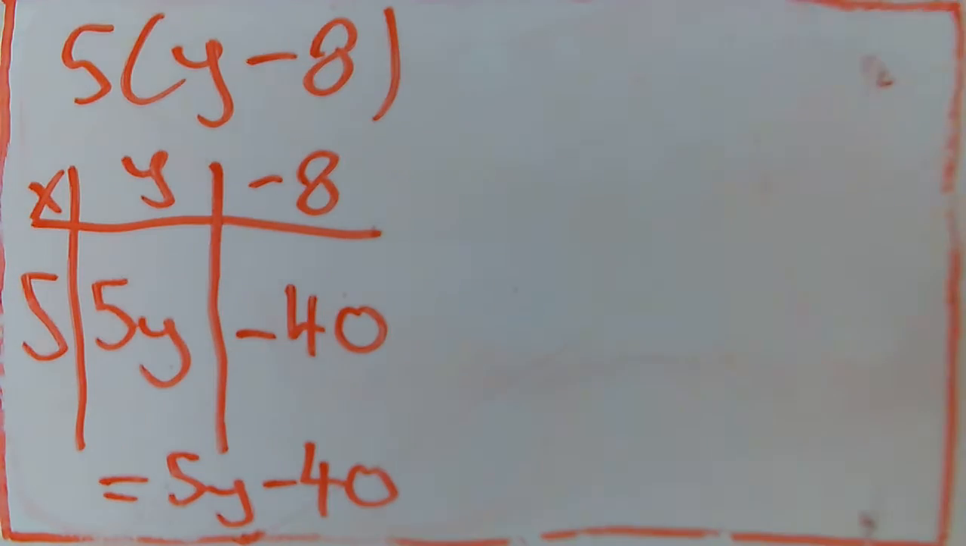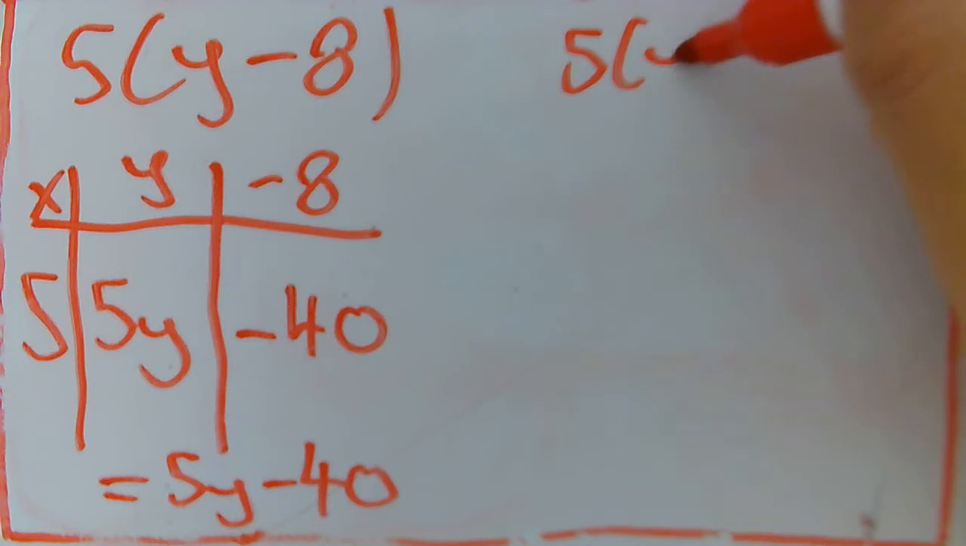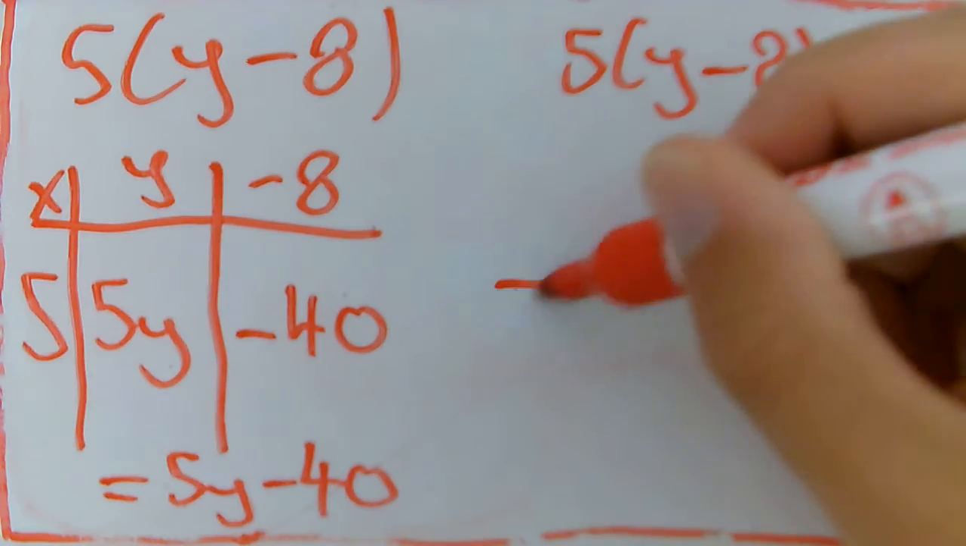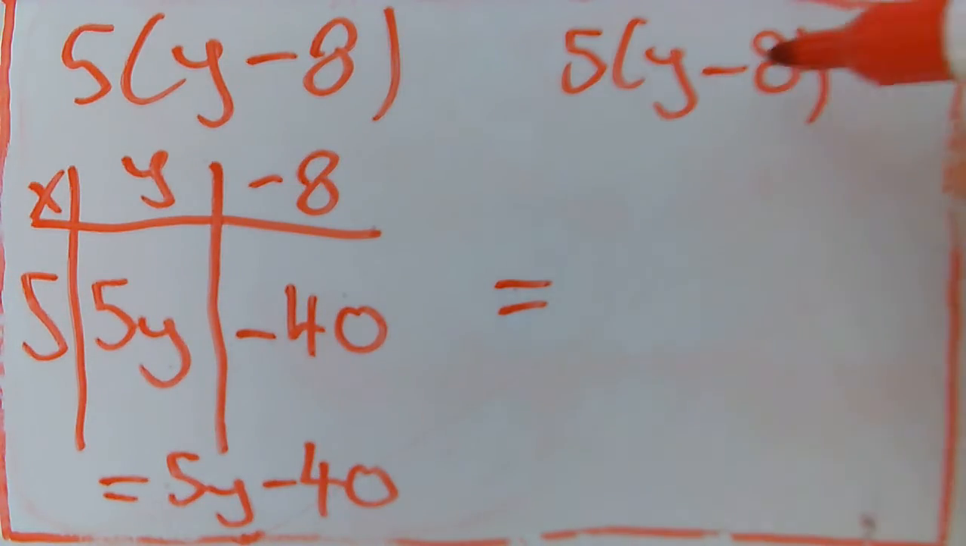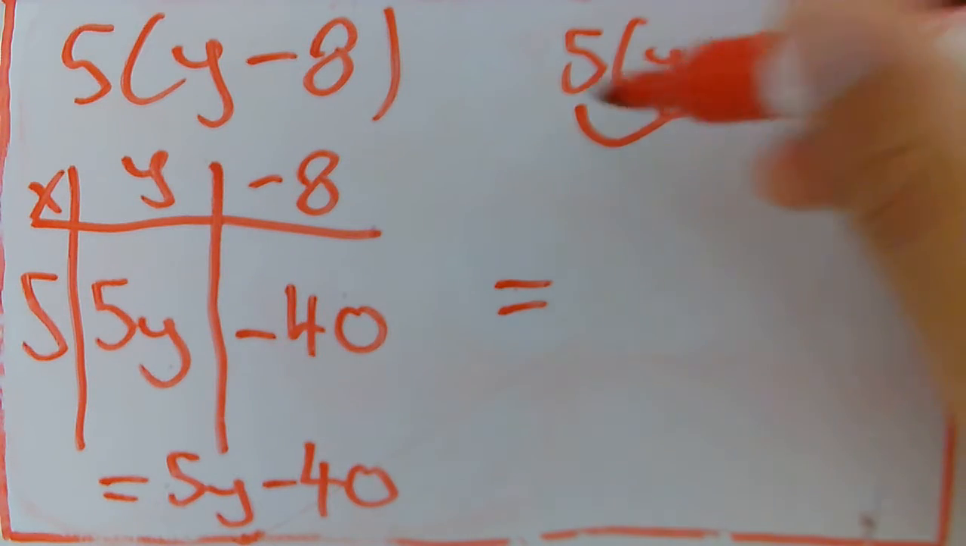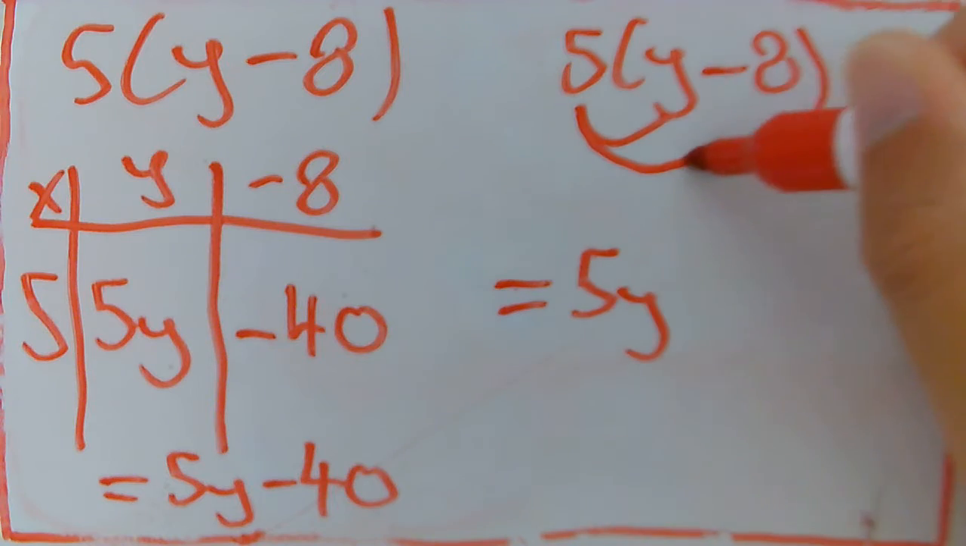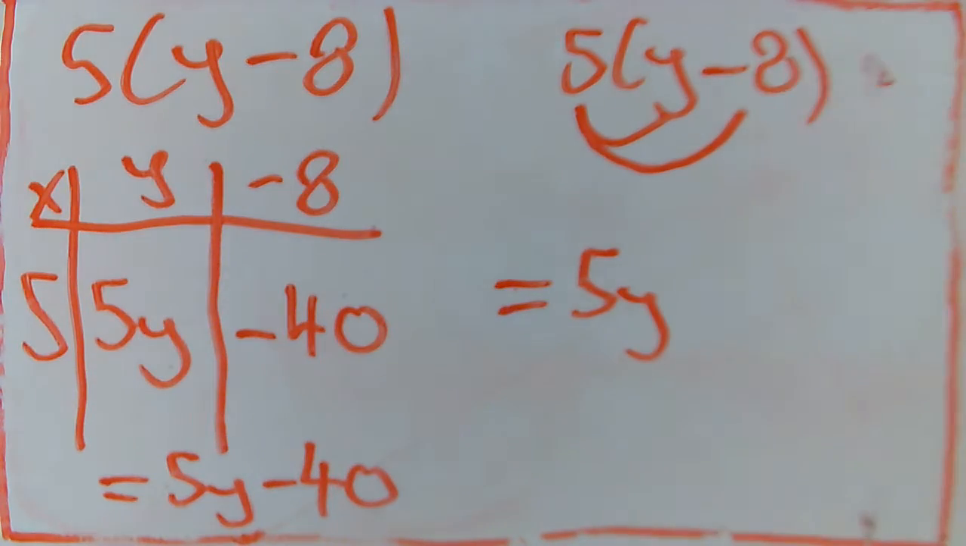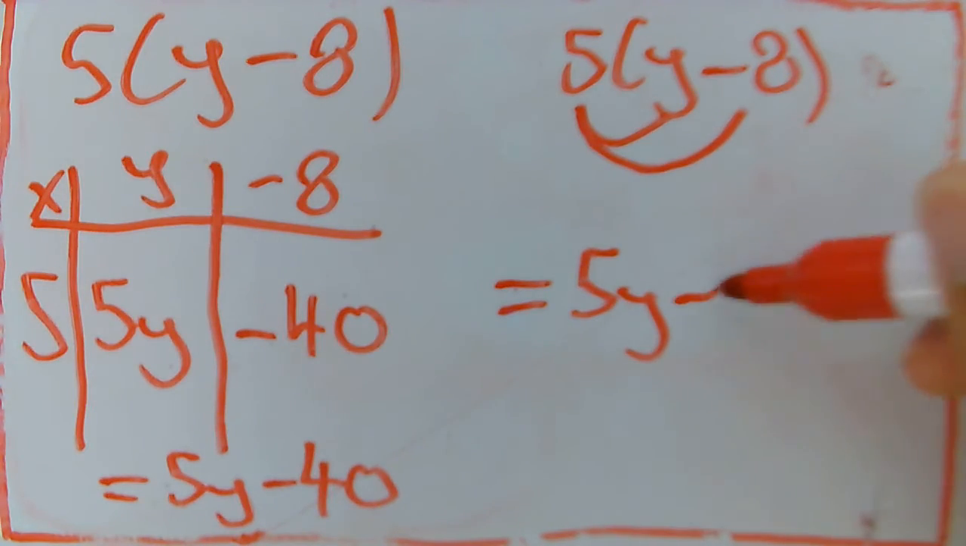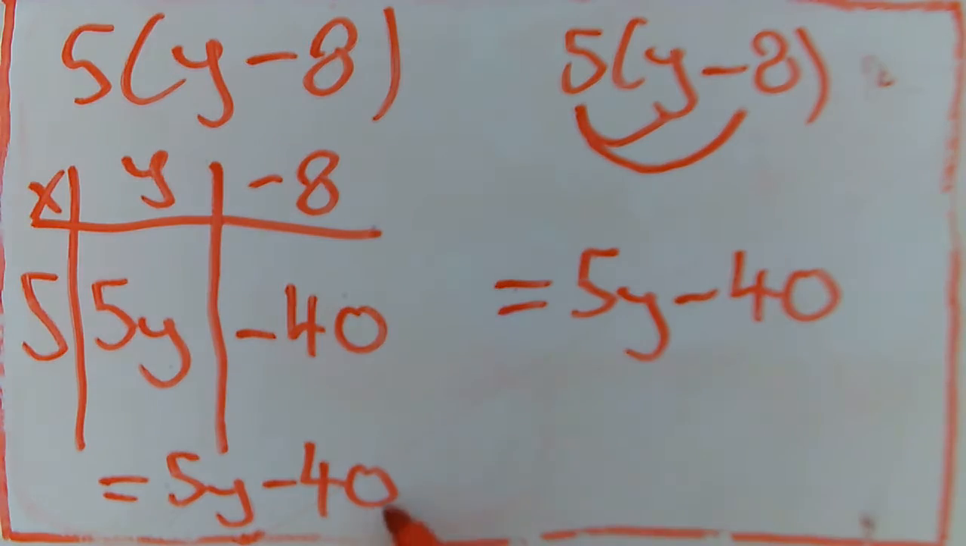And again, we could check that using our other method. So let's connect up our 5 to each of the parts inside our bracket. So 5 and the y times together gives us 5y. And 5 and the minus 8, making sure this minus stays with the 8. 5 times minus 8 gives us minus 40. And we get the same answer both times.